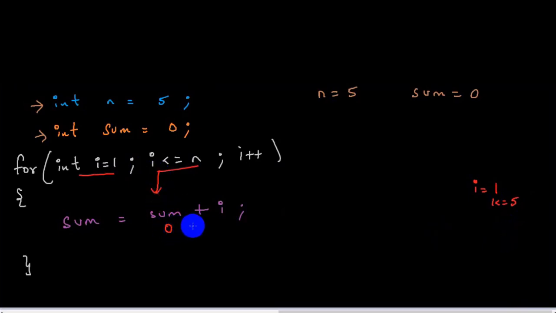What is sum? 0. 0 plus i is 1. What is 0 plus i? It's 1. 1 will get stored into sum here. Sum will become 1 here. After that, it goes back to i plus plus. I value will become what now? 2.